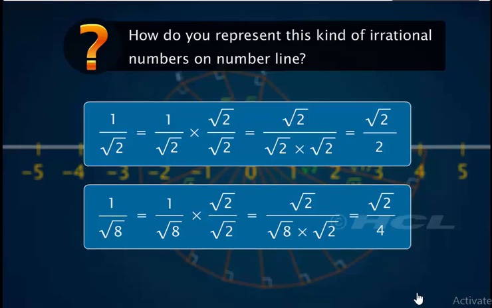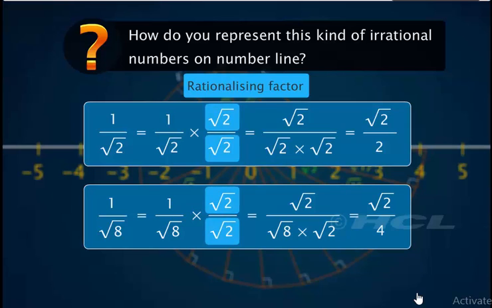The process of making the denominator a rational number is known as rationalization of the denominator. And the number by which the irrational number is multiplied to make it rational is called the rationalizing factor. For the irrational numbers root 2 and root 8, the rationalizing factor is root 2.